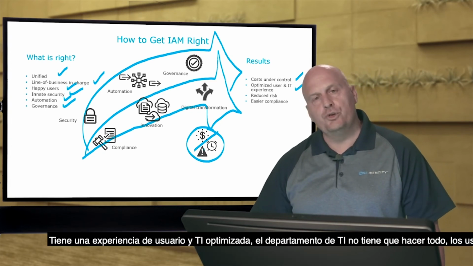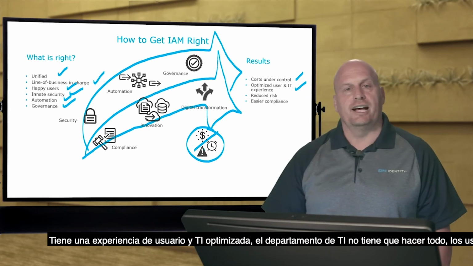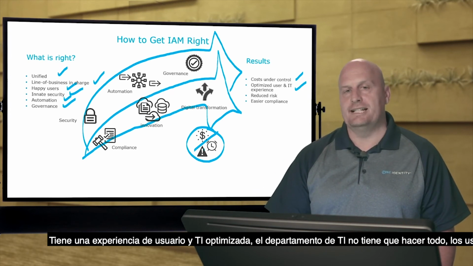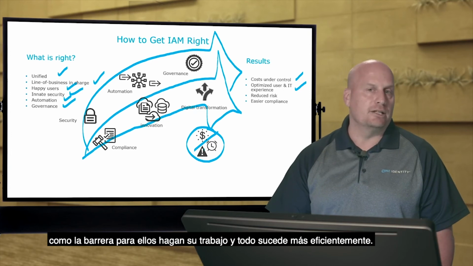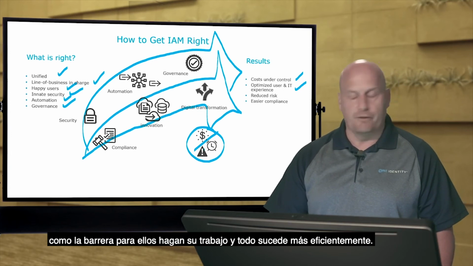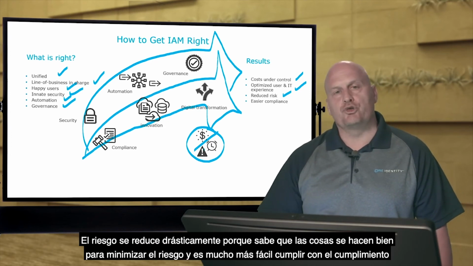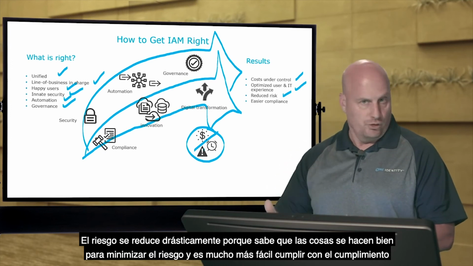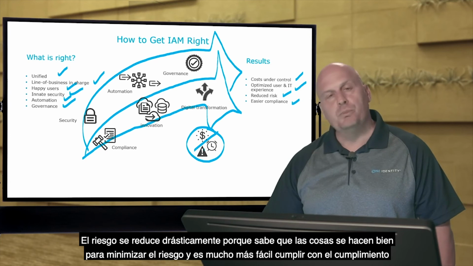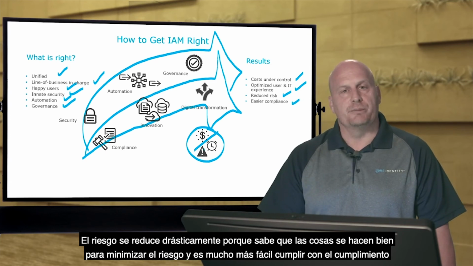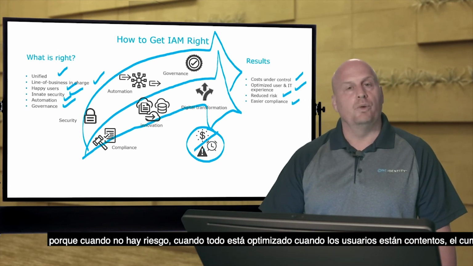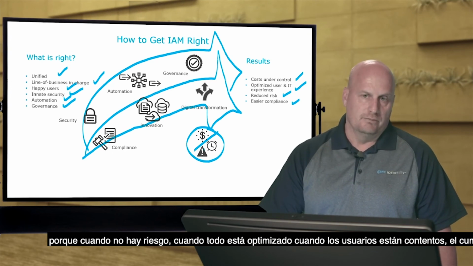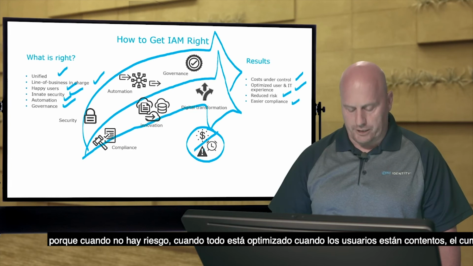You have an optimized user and IT experience. The IT department doesn't have to do everything. The users don't have to view IT as the enemy, as the barrier to them doing their job, and everything happens more efficiently. Risk is dramatically reduced because you know things are done right, therefore your risk is minimized, and it's much, much easier to satisfy compliance because when there's no risk, when everything is optimized, when users are happy, compliance is kind of the natural byproduct of that.